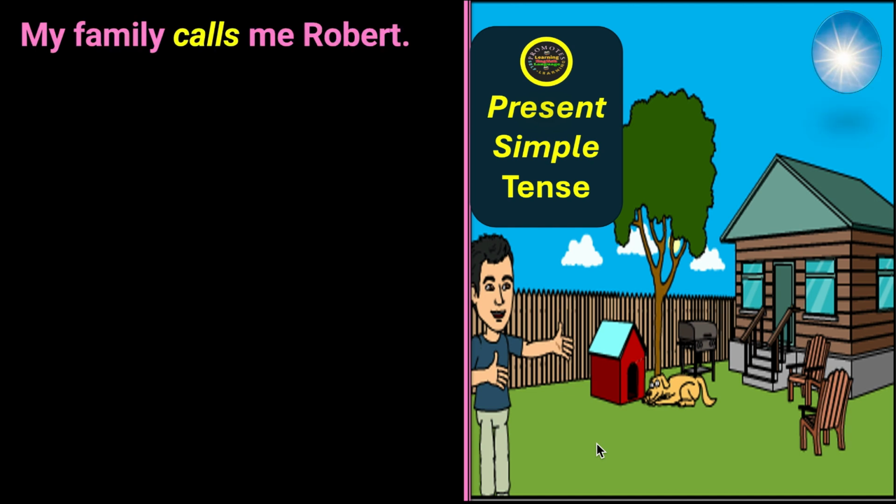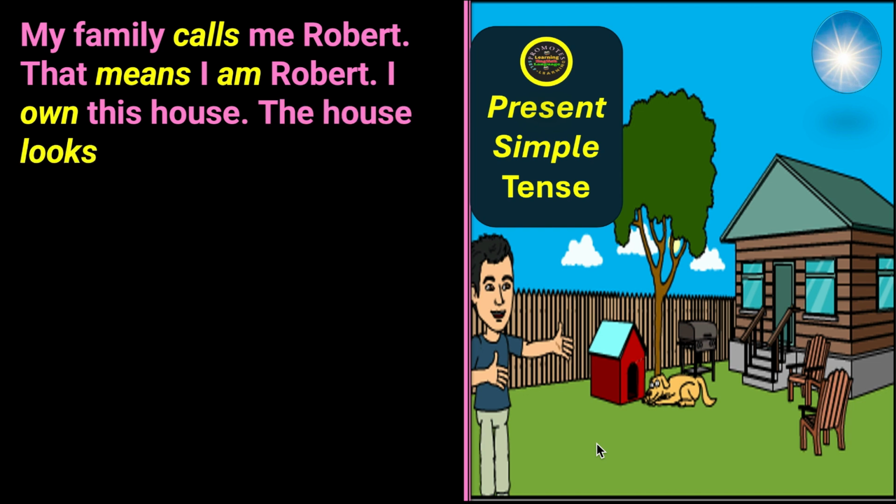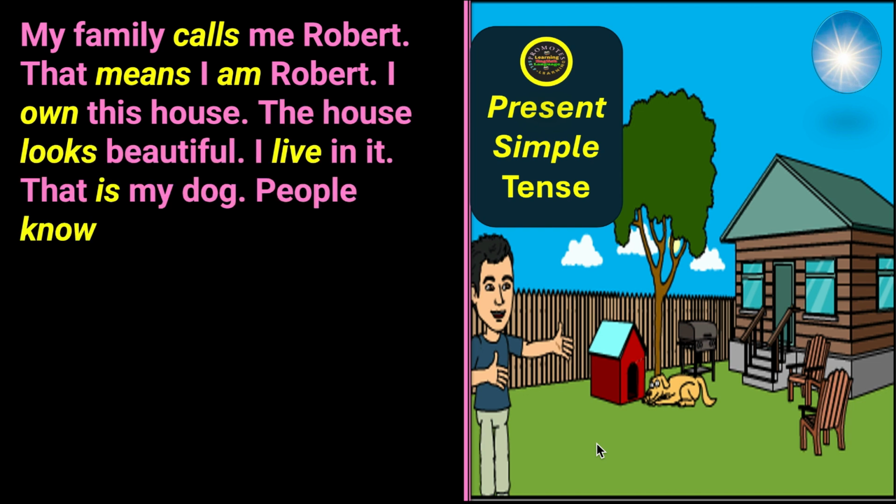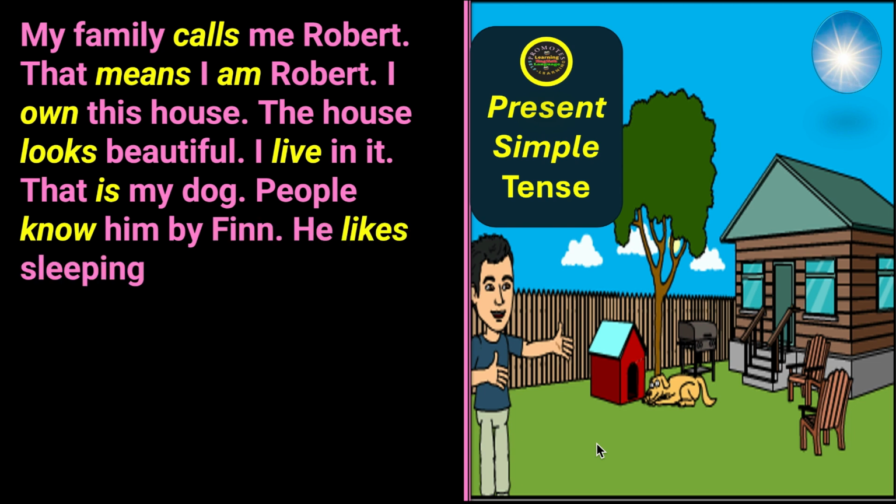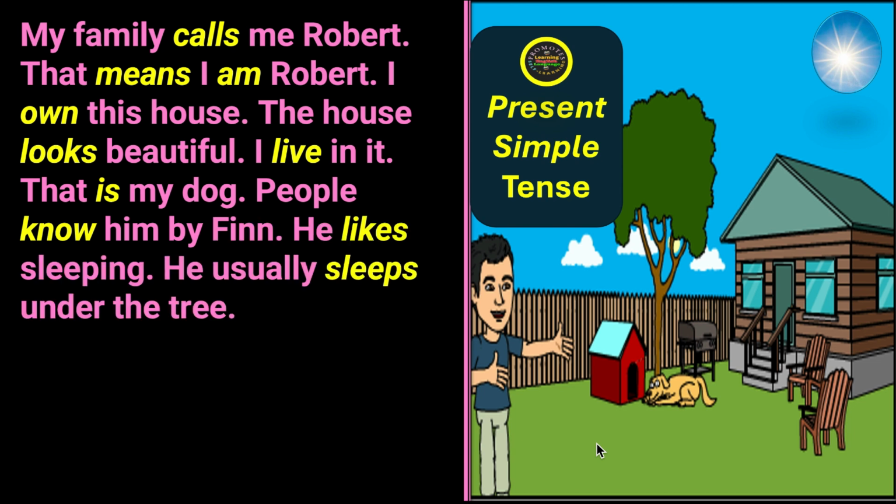My family calls me Robert. That means I am Robert. I own this house. The house looks beautiful. I live in it. That is my dog. People know him by Finn. He likes sleeping. He usually sleeps under the tree.